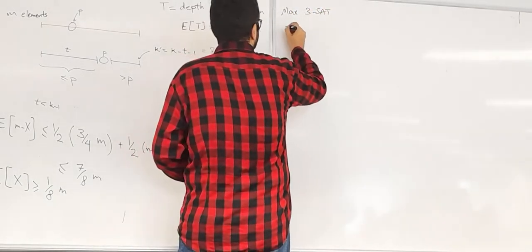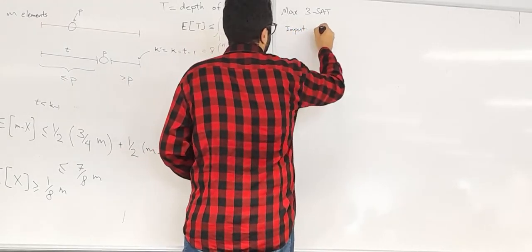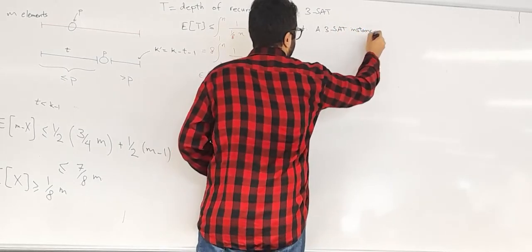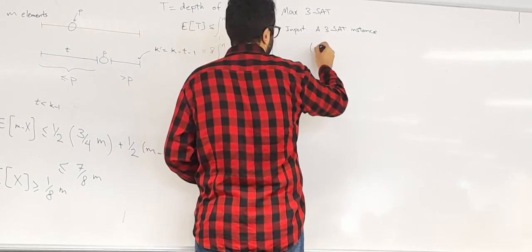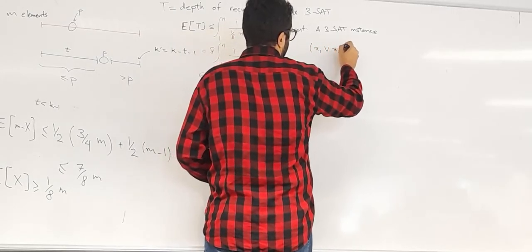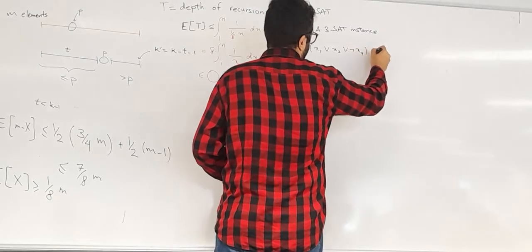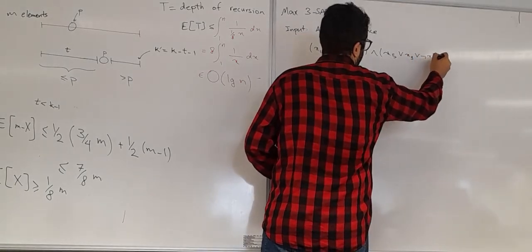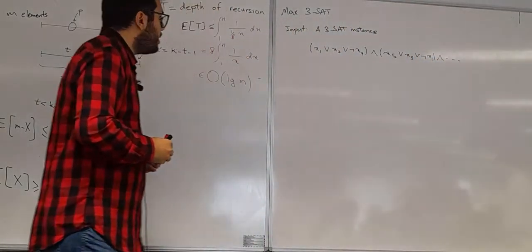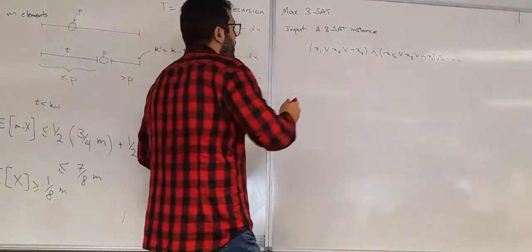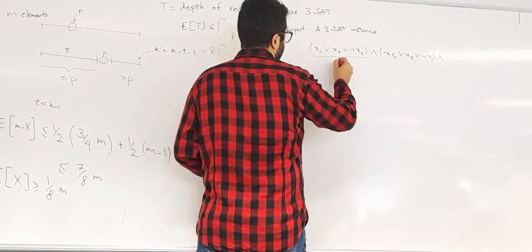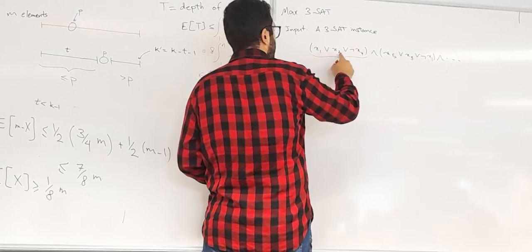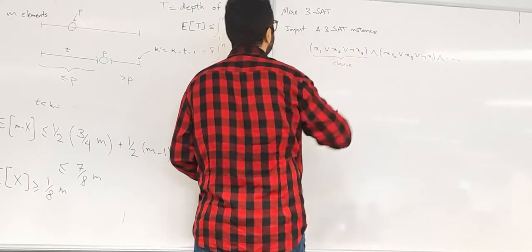The input is just a 3-SAT instance. So the input is the same as 3-SAT. We have, for example, a formula like x1 or x2 or not x4, and, let's say, x5 or x3 or so on and so on. And as I said previously, each one of these is a clause. So every clause is the disjunction of 3 literals.